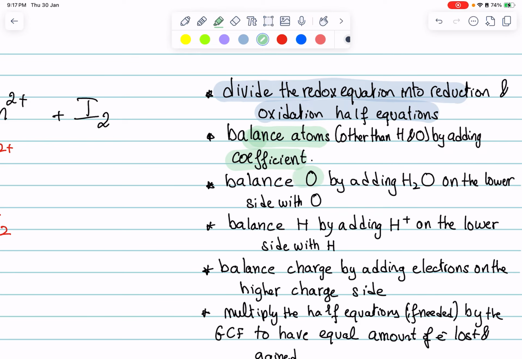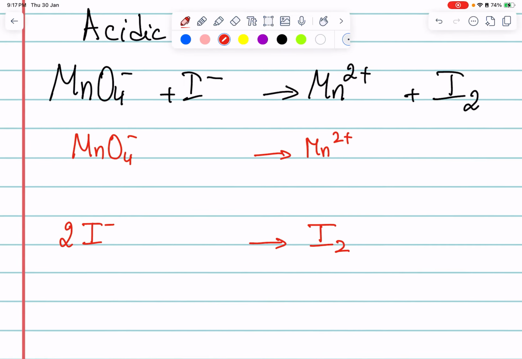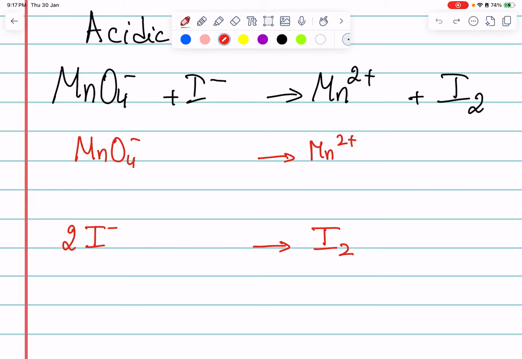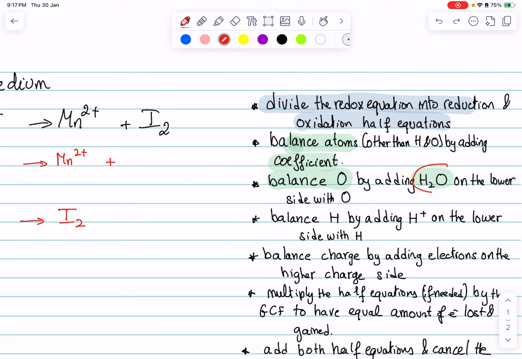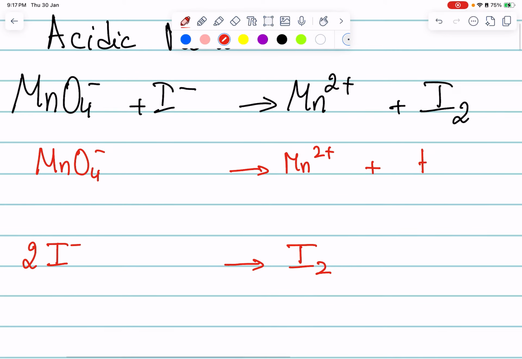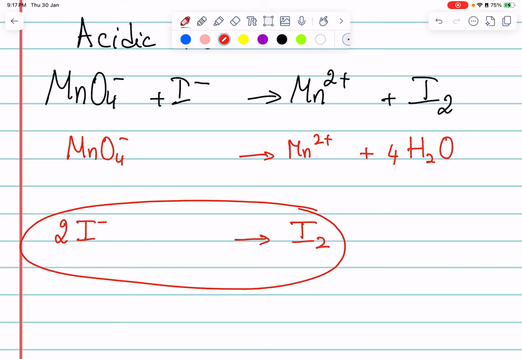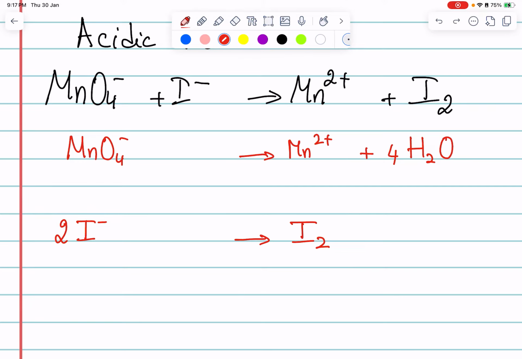Next step, balance O by adding H2O on the side that needs H2O. So let's first count the oxygen. On this side, there are no oxygen. On this side, you have 4 oxygens. So you balance on the side that is lacking oxygen. So here is the side where I don't have oxygen. In order to balance the 4 atoms of O, we don't add coefficients, we add H2O. So I'm going to add over here 4 H2O. Now this equation over here doesn't need balancing of O, it doesn't have O.